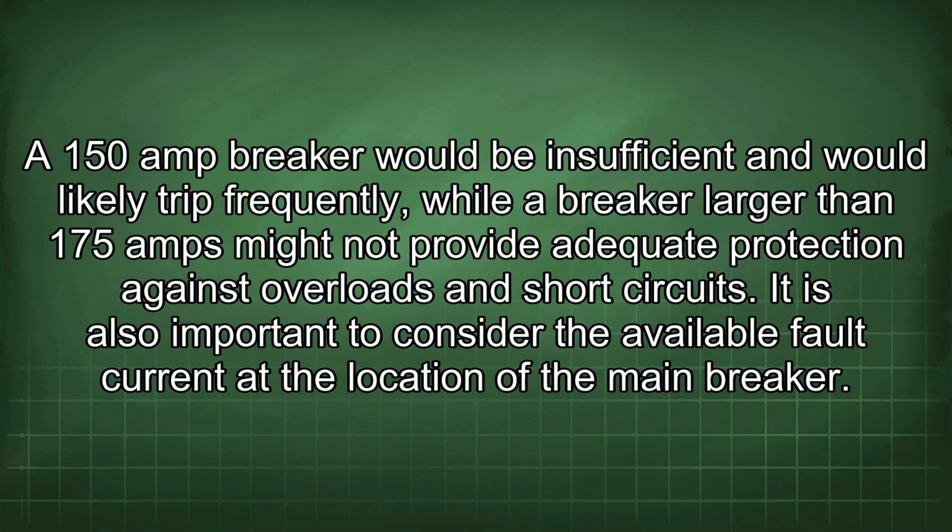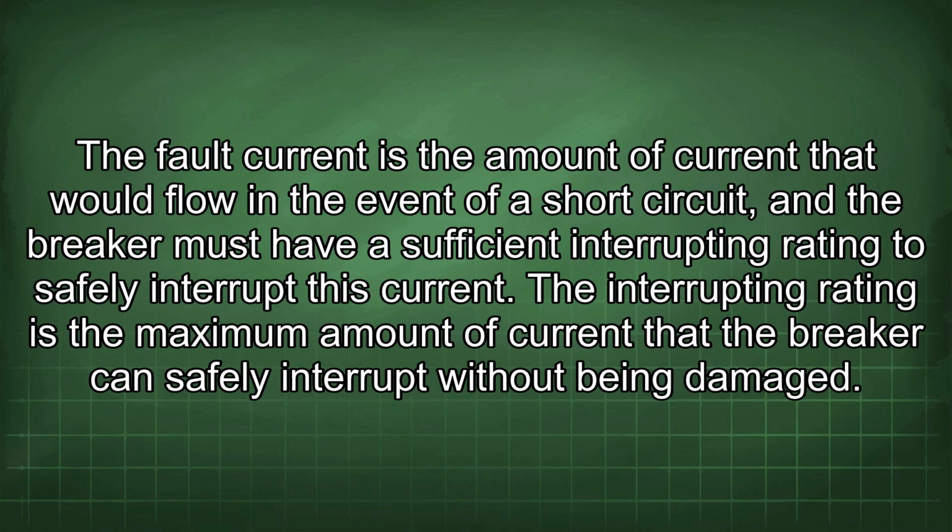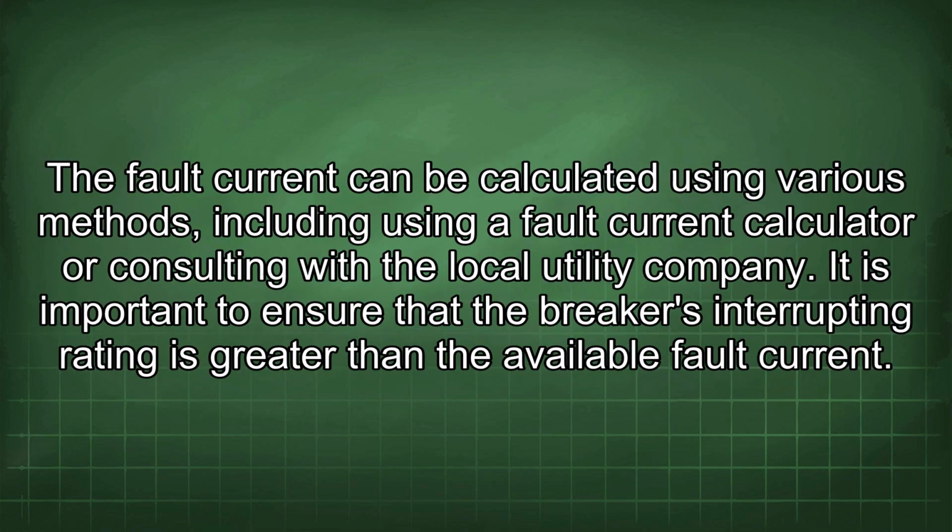It is also important to consider the available fault current at the location of the main breaker. The fault current is the amount of current that would flow in the event of a short circuit, and the breaker must have a sufficient interrupting rating to safely interrupt this current. The interrupting rating is the maximum amount of current that the breaker can safely interrupt without being damaged. The fault current can be calculated using various methods, including using a fault current calculator or consulting with the local utility company. It is important to ensure that the breaker's interrupting rating is greater than the available fault current.